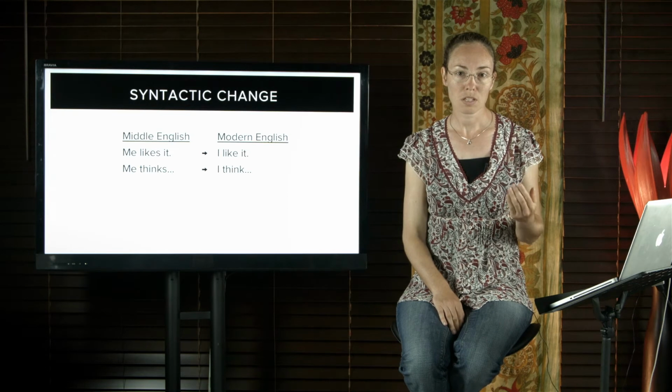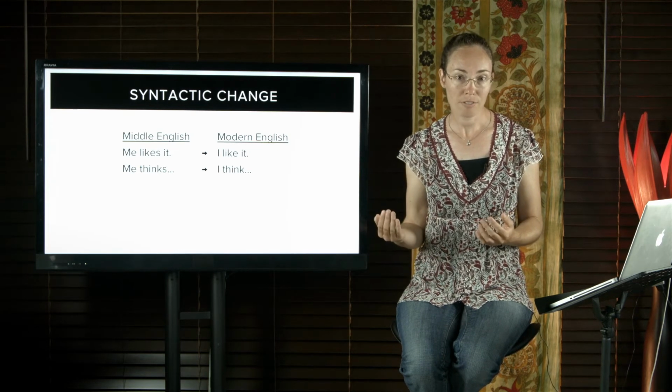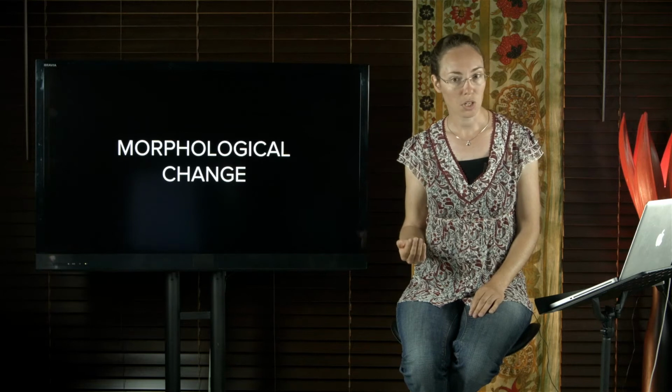Remember that morphemes are the smallest units of meaning in a language, which can include things such as affixes and intonation. They're not necessarily words. One way languages can change on the morphological level is by losing inflections.